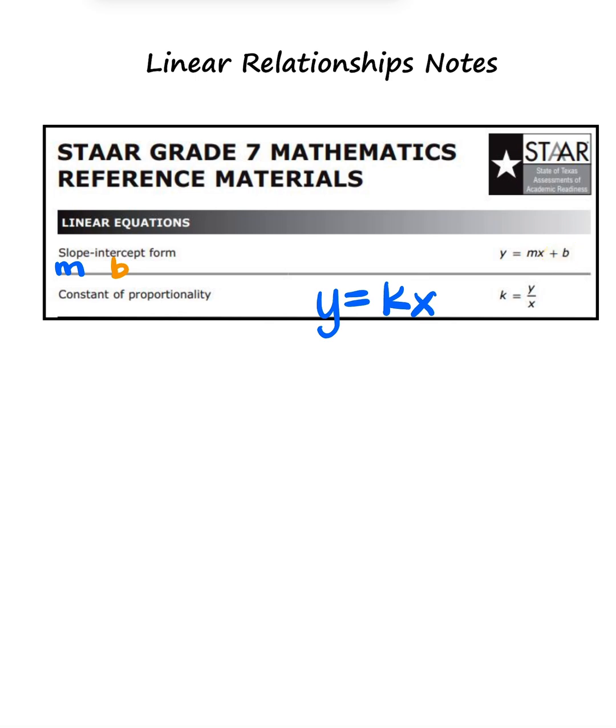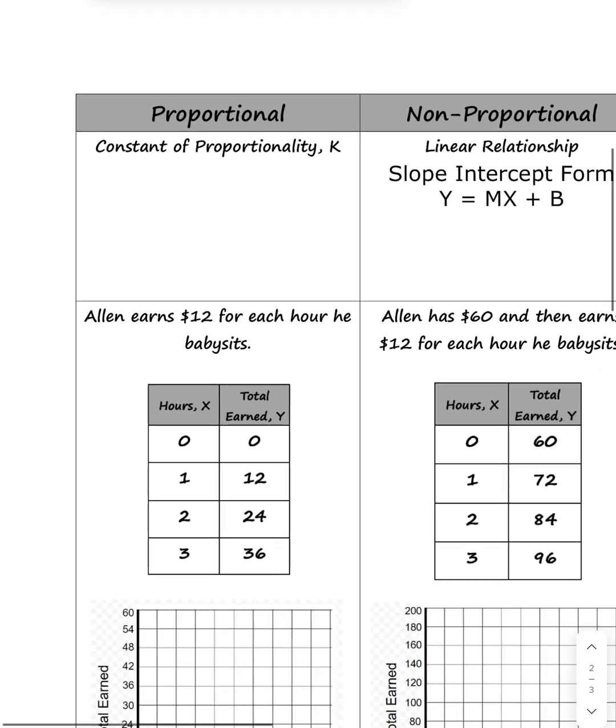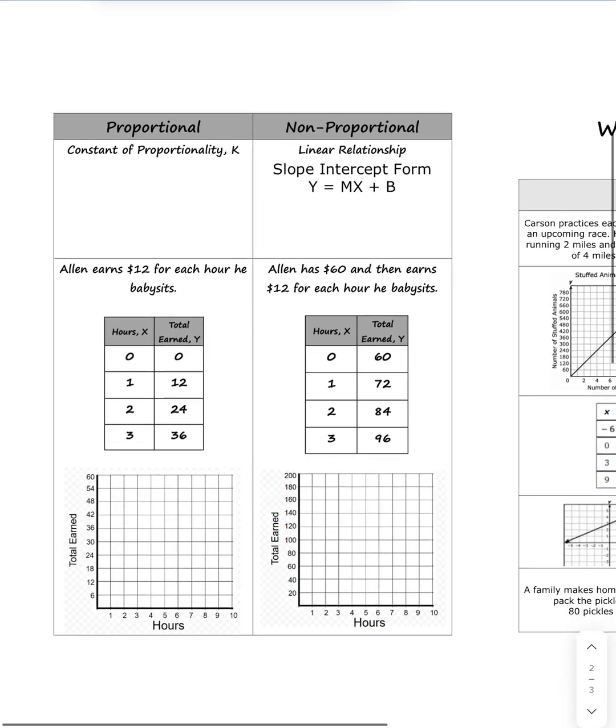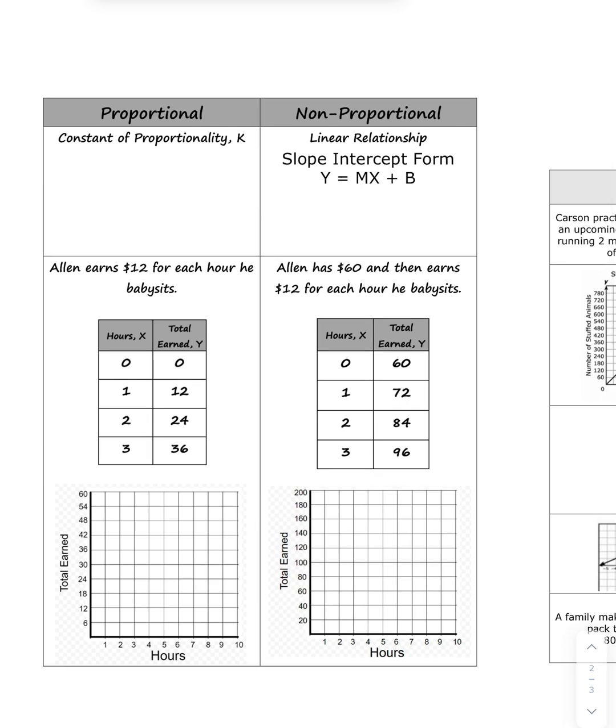So let's talk about our different situations. We're going to scroll over here. In our two different relationships, our constant of proportionality and our linear relationship, one of them represents a proportional relationship. That's what we just finished learning, which is constant of proportionality, k. It even says proportional in the wording. Remember, we found k with the y value divided by the x value, and our equation was y equals kx.